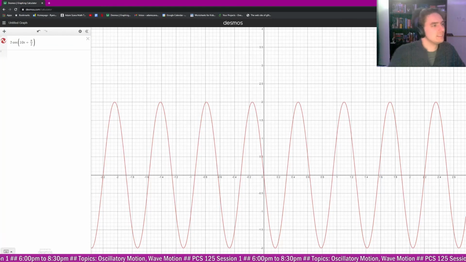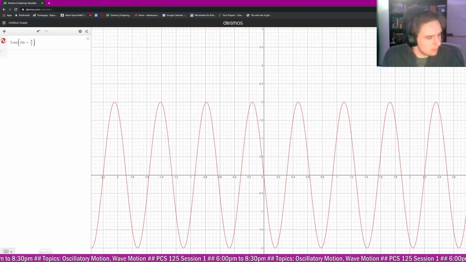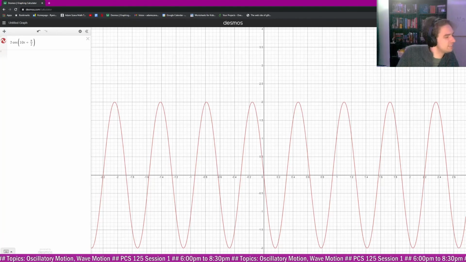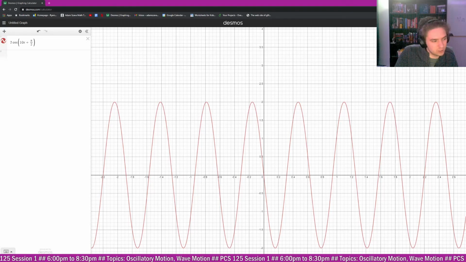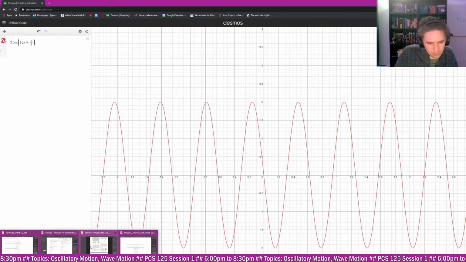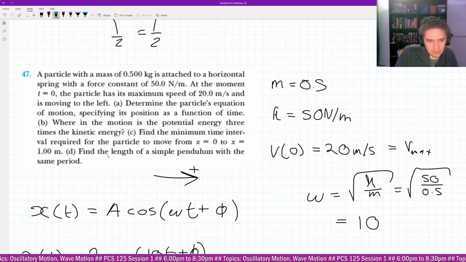Okay, let's move on to D, I guess. Let's see if we can even do part D without finishing this. Find the length of a simple pendulum with the same period.